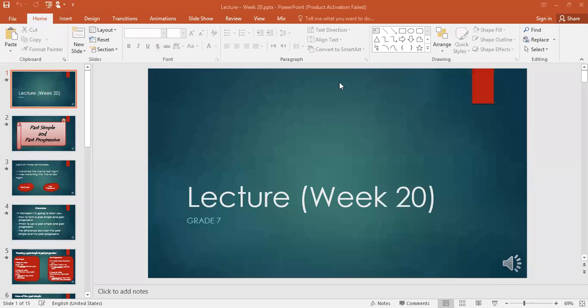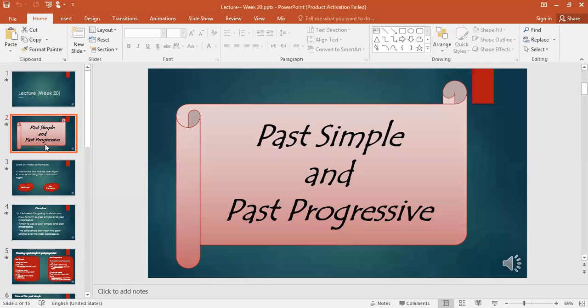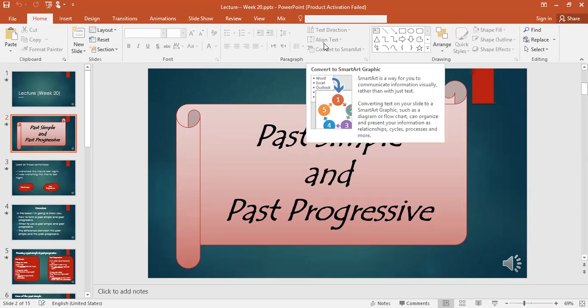Let's just recall what we explained yesterday. Yesterday we talked about past simple. Today we are going to continue the lecture with the second part of the lesson, which is the past progressive. Now, who can remind me, how do we form the past simple, or how do we write the past simple?